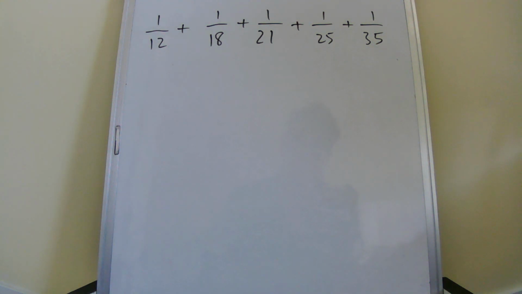Hello, today we'll take a look at this problem. Today we'll be adding a bunch of fractions called unit fractions because the numerators are all 1 and the denominators are numbers that can be factorized. So when we add fractions, the first step is to find the lowest common multiple, or the LCM, of the denominators. So let's begin by writing that.